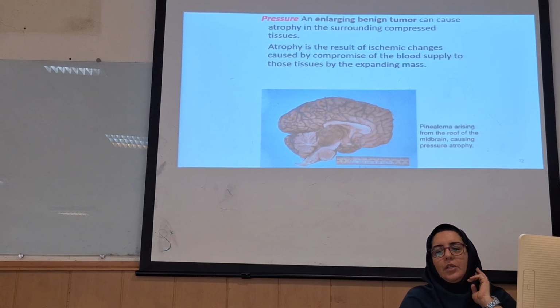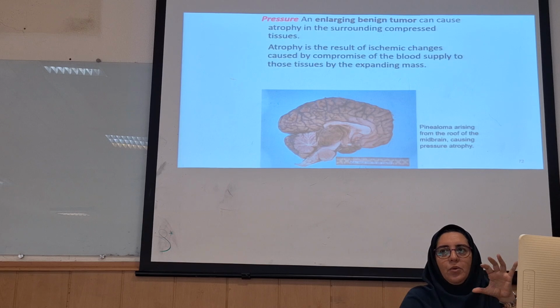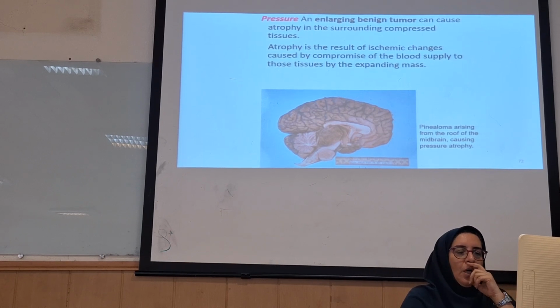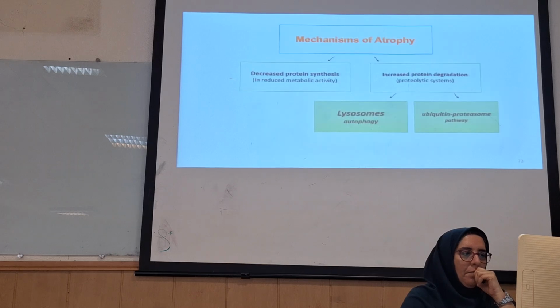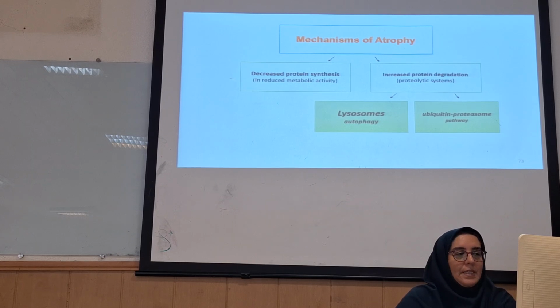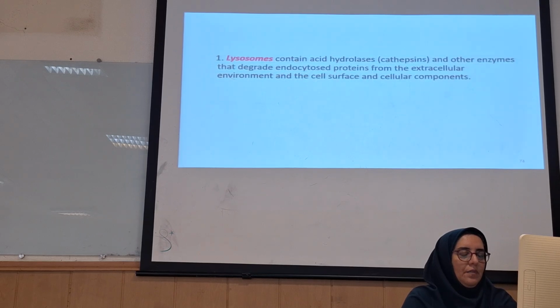When we have a tumoral lesion in an organ, it exerts pressure on other organs. This pressure causes atrophy due to abnormal vascularization and blood supply in the normal tissue. Mechanisms: decrease in protein synthesis, increase in protein degradation. We have proteolytic systems, activation of some enzymes, for example, lysosome autophagy and the ubiquitin proteasome pathway associated with atrophy.